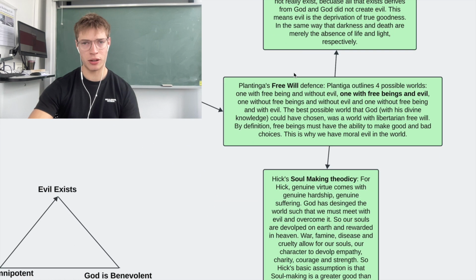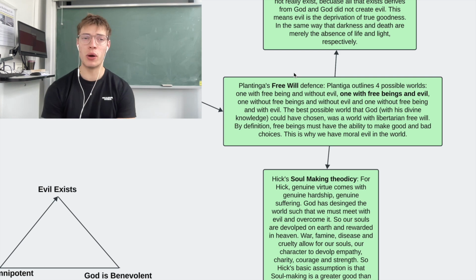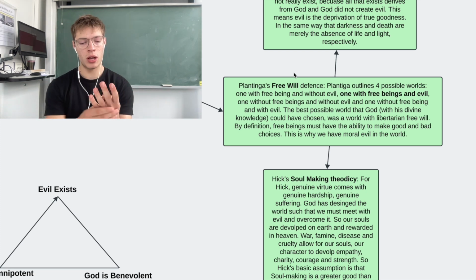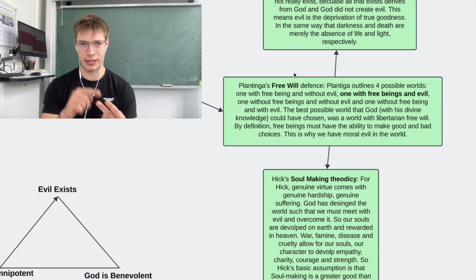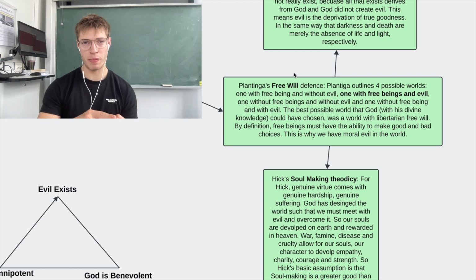Next, a better theodicy, Plantinga's free will defence. Now, this works by outlining 4 possible worlds. And the working parts to these 4 possible worlds are free beings and evil. So there are 4 possible worlds given these 2 variables. We can have no free beings and no evil.